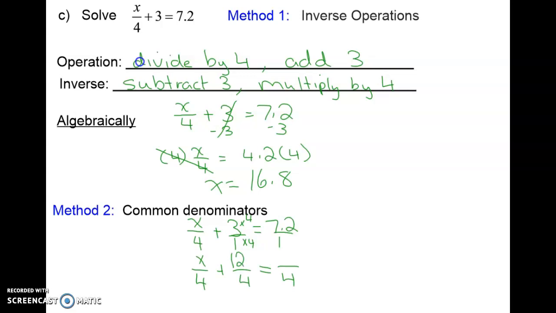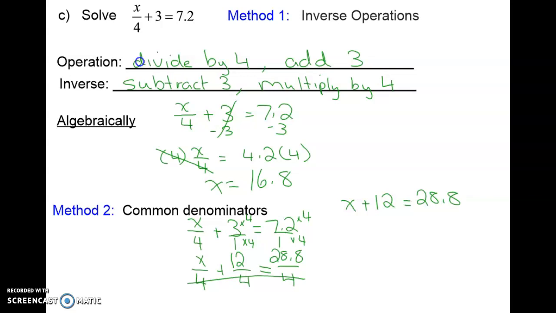1 goes into 4 4 times, so if we multiply the bottom by 4, we've got to multiply the top by 4, and 7.2 times 4 is 28.8. Now, since all our denominators are the same, we can cancel them out, and we're left with x plus 12 equals 28.8. Now this is a simple one-step equation like we did at the beginning of the unit.